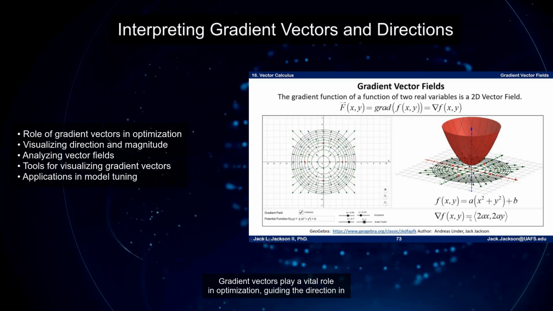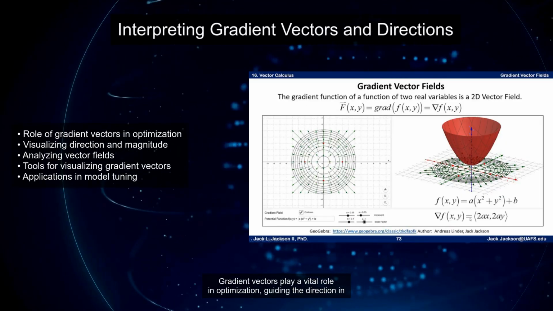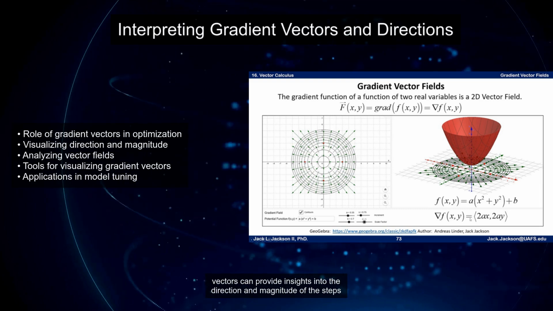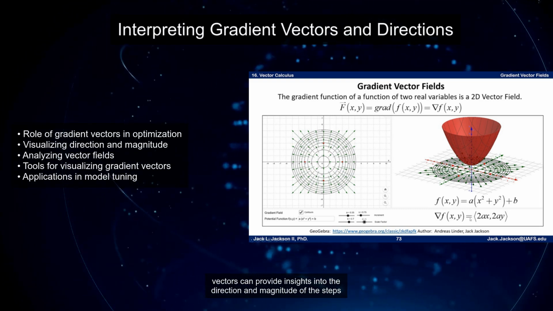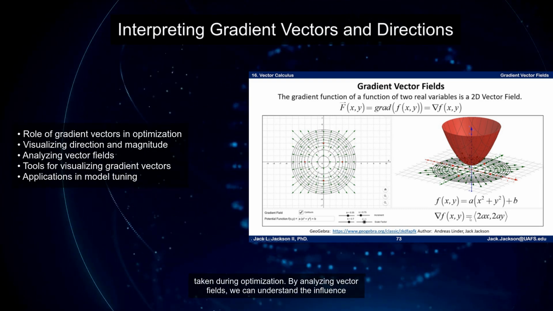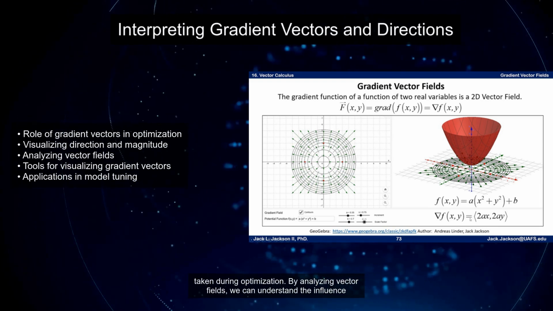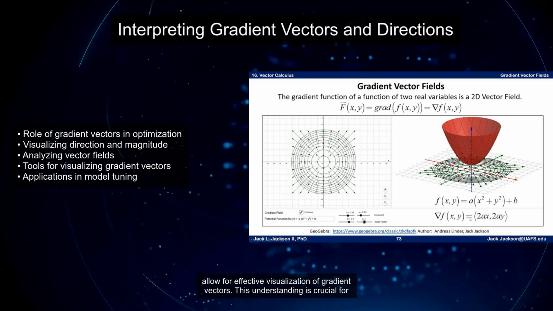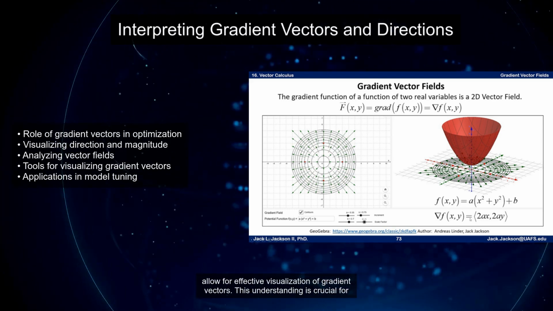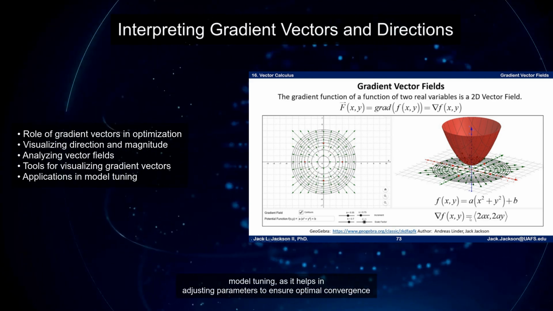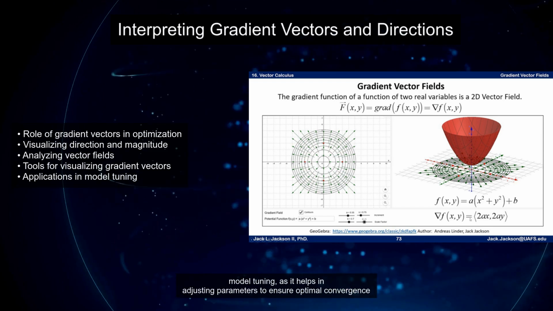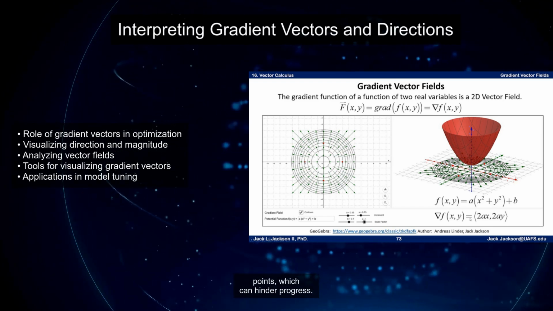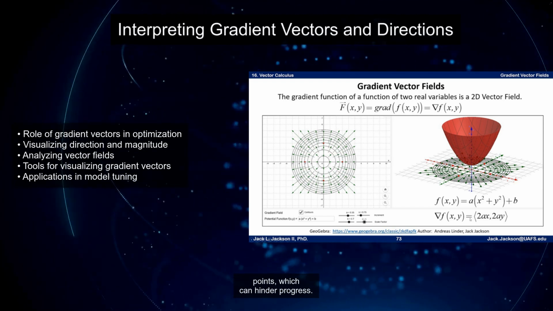Gradient vectors play a vital role in optimization, guiding the direction in which the algorithm should proceed to minimize the cost function. Visualizing these vectors can provide insights into the direction and magnitude of the steps taken during optimization. By analyzing vector fields, we can understand the influence of gradients on the learning process. Tools like quiver plots and Matplotlib allow for effective visualization of gradient vectors. This understanding is crucial for model tuning, as it helps in adjusting parameters to ensure optimal convergence paths. Visualizing gradient vectors can also aid in identifying issues like saddle points, which can hinder progress.